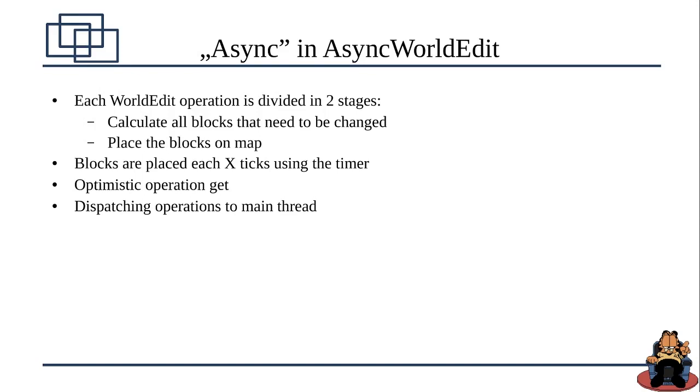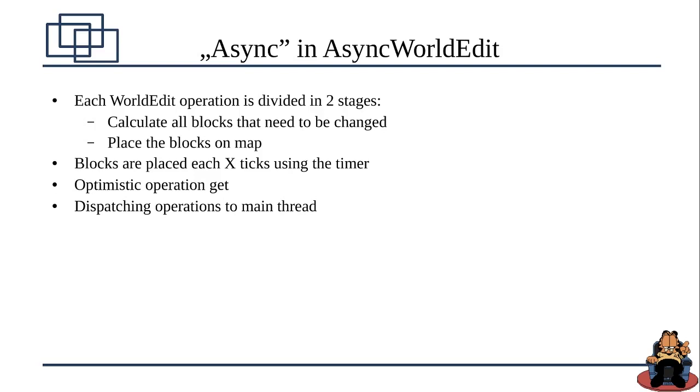I said that the Bukkit API should not be called from an async thread. In most cases, yes, but there is a but. You can access the map if you want only to perform a read operation. Therefore, AsyncWorldEdit has something that I called an optimistic get operation. This is simply reading the world data from an async thread.